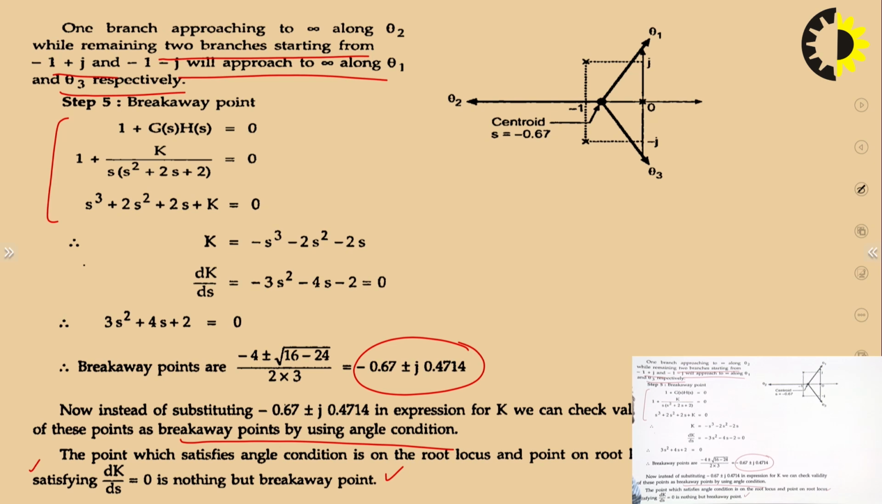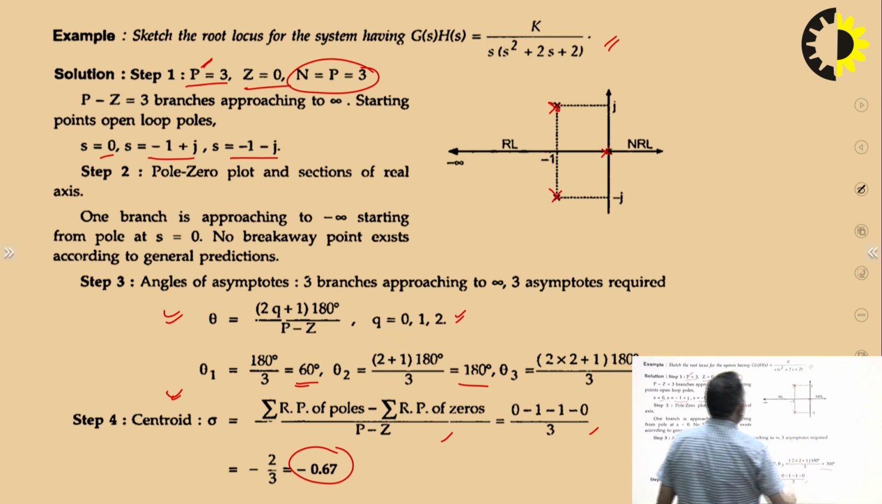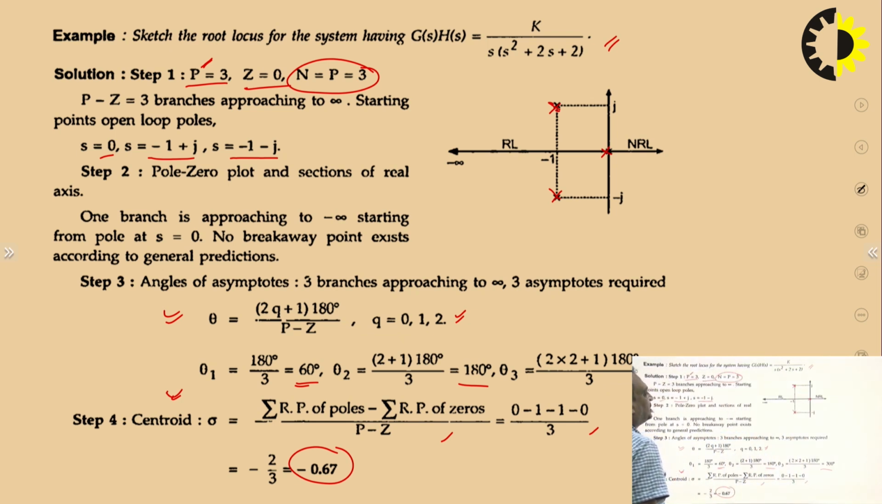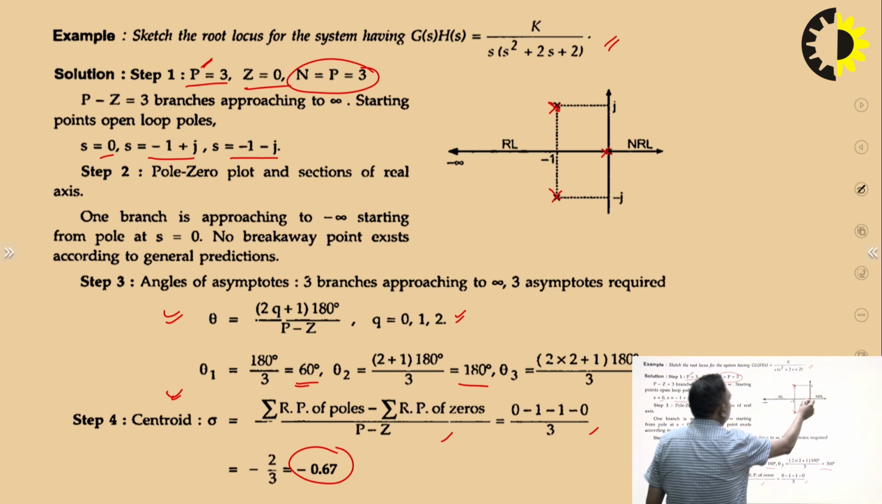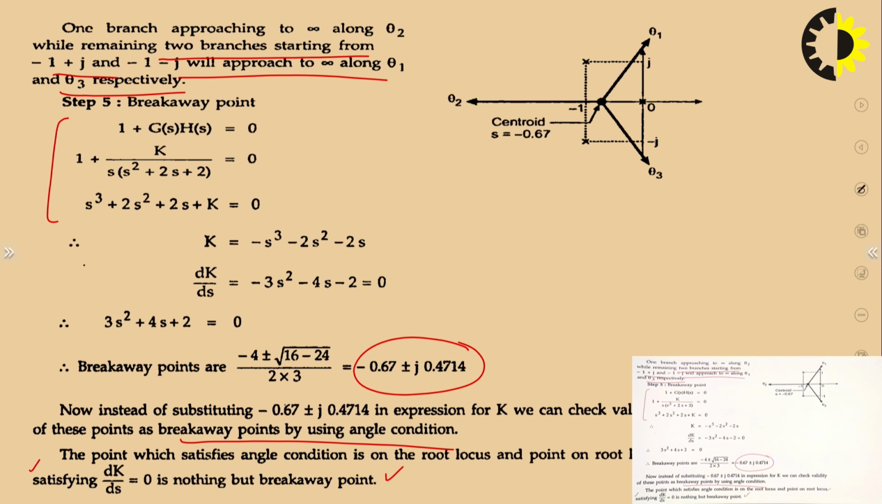So when there is no breakaway point, the situation will be like this. One root is at 0, one here, another one is here. There will be no breakaway point, and this pole will move towards the left hand side and terminate at infinity, and the other two poles will also terminate at infinity.